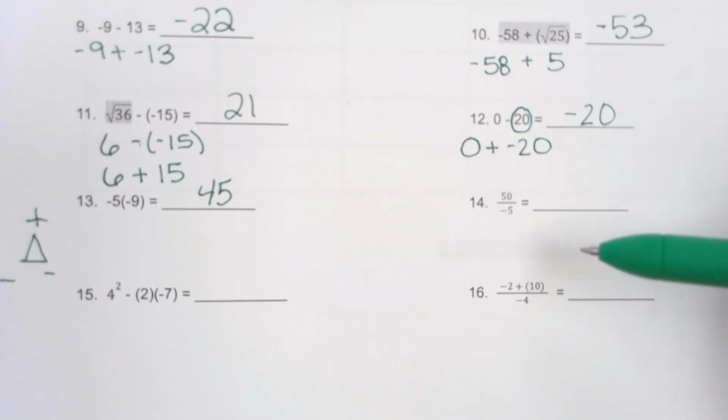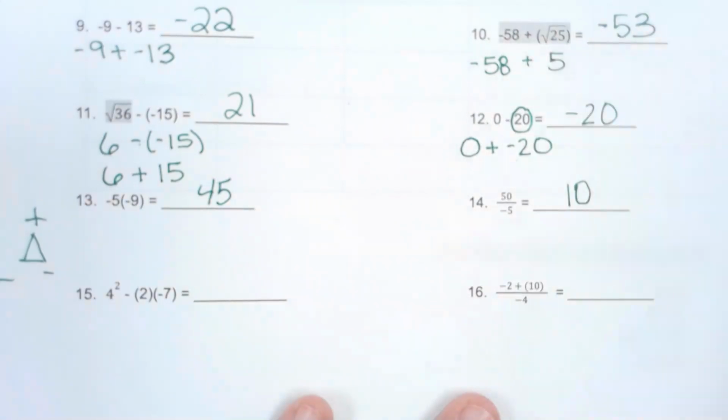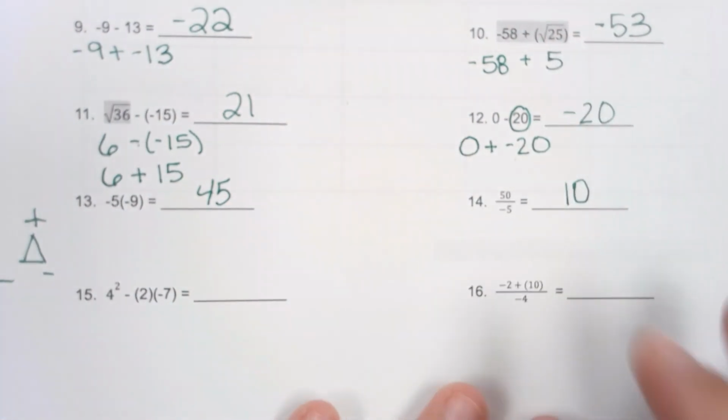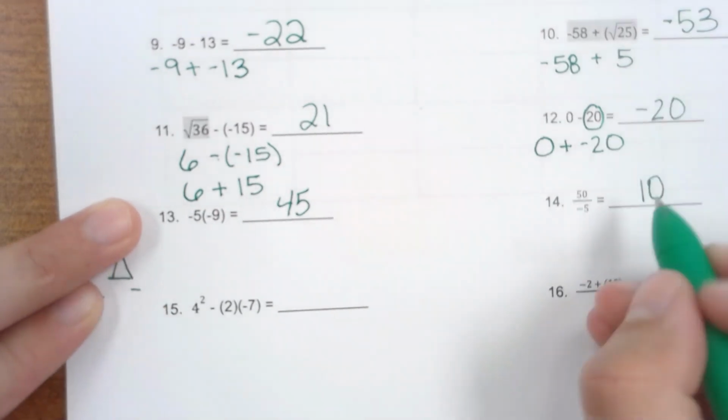All right, number 14, so here we're dividing. So 50 divided by 5 is going to be 10. And then a positive divided by a negative, again, use your Christmas tree. Positive divided by negative is going to be a negative.